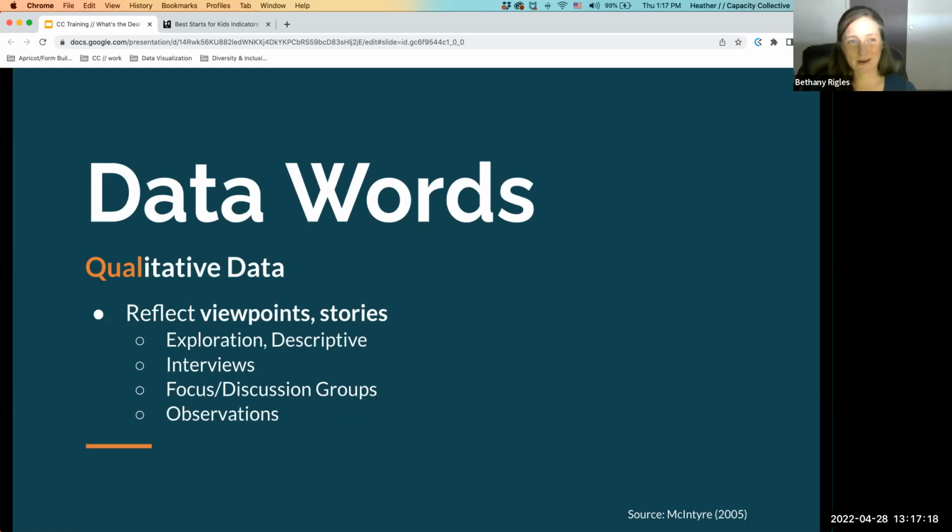The first data word is qualitative data. And this is data that reflects the viewpoints of people being researched. So we often use this to explore a topic and collect descriptive information. Some of the ways you might have seen or even collected qualitative data yourself are through interviews, focus group discussions, community cafes, observations, photo voice projects, and so on.